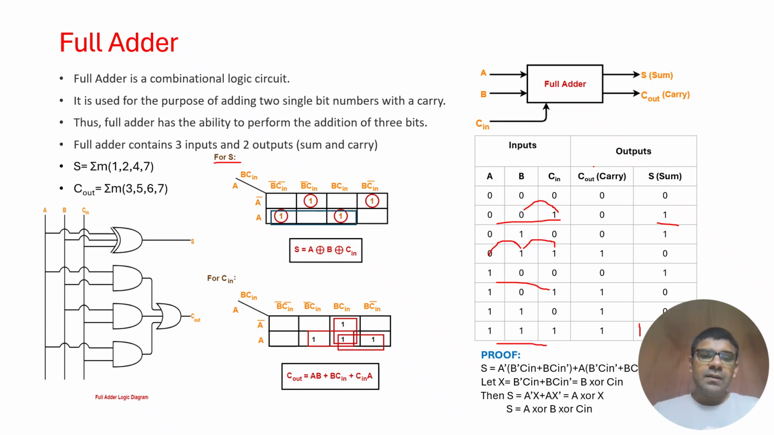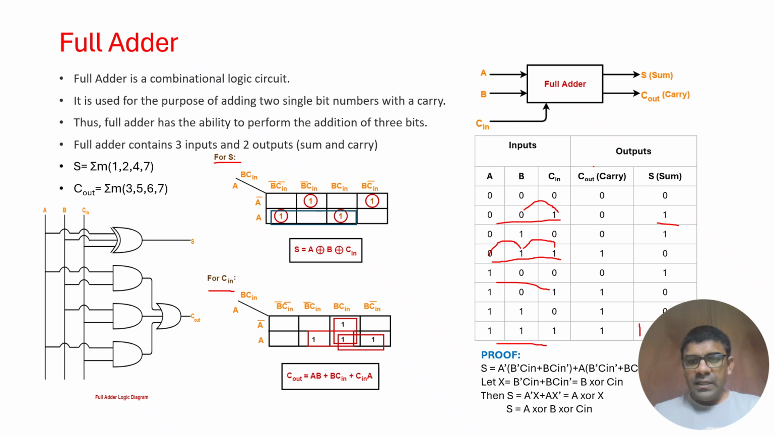Okay, then simplify that. While simplifying, the answer for sum will be A XOR B XOR C in. So this is the simplified answer for sum. Similarly, do it for carry C in.